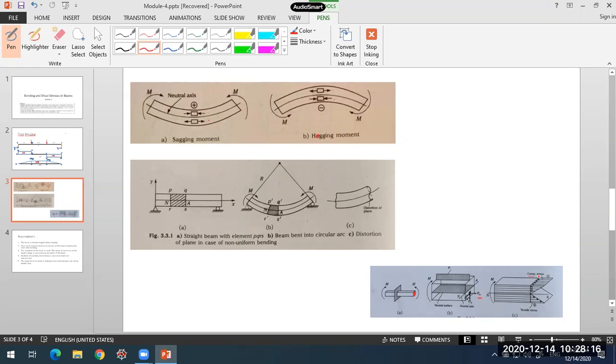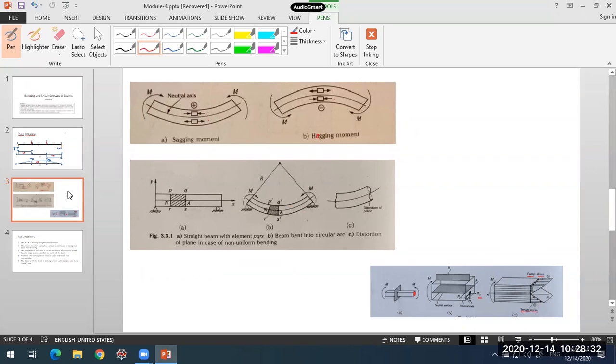So in case of sagging bending, or a sagging nature of beam, compression will be there on the top, tensile stresses will be there on the bottom. Okay, so this particular diagram is showing you how those stresses will be.